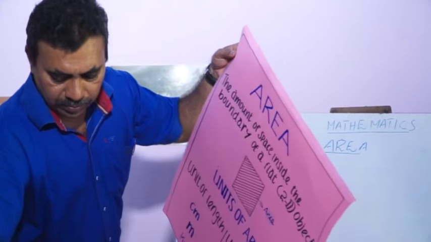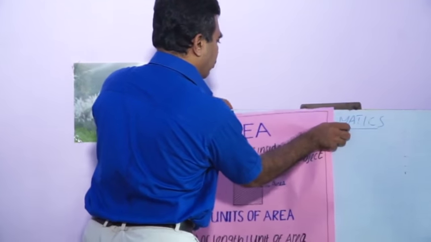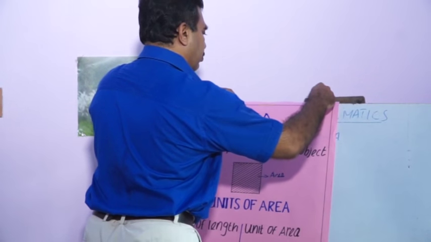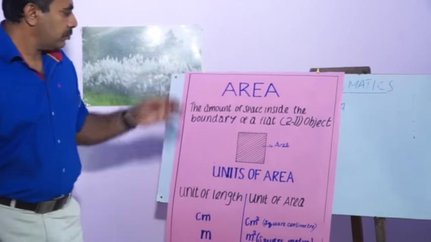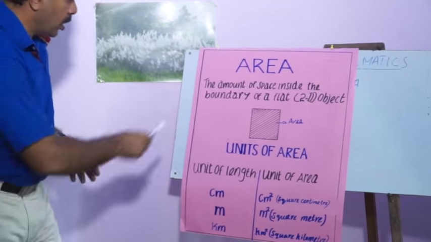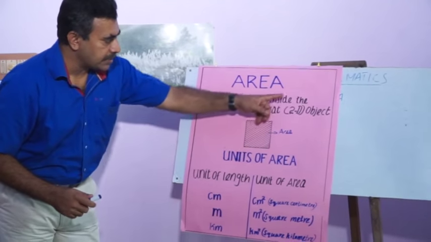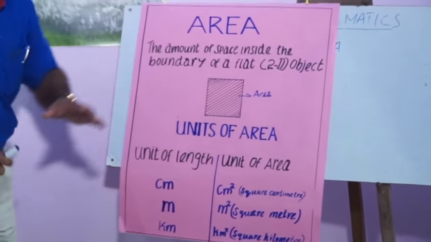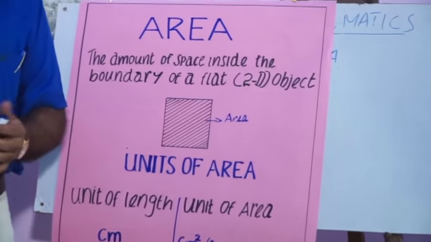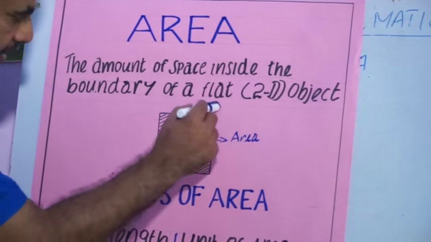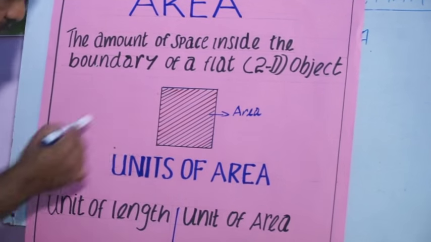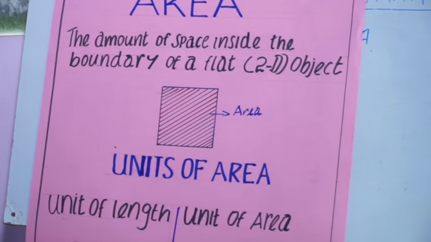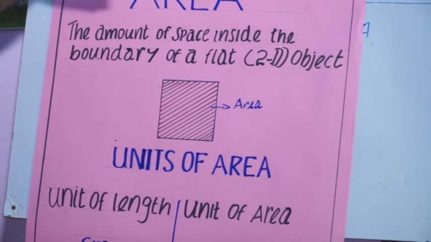So, I will give you some notes. Area: the amount of space inside the boundary of a flat object. That object should be two-dimensional. What is meant by two-dimensional? It's only length and breadth. Two-dimensional. So look, here is the picture. This is the boundary. And here look at this shaded part. That shaded part is the inside part. So that is the area.